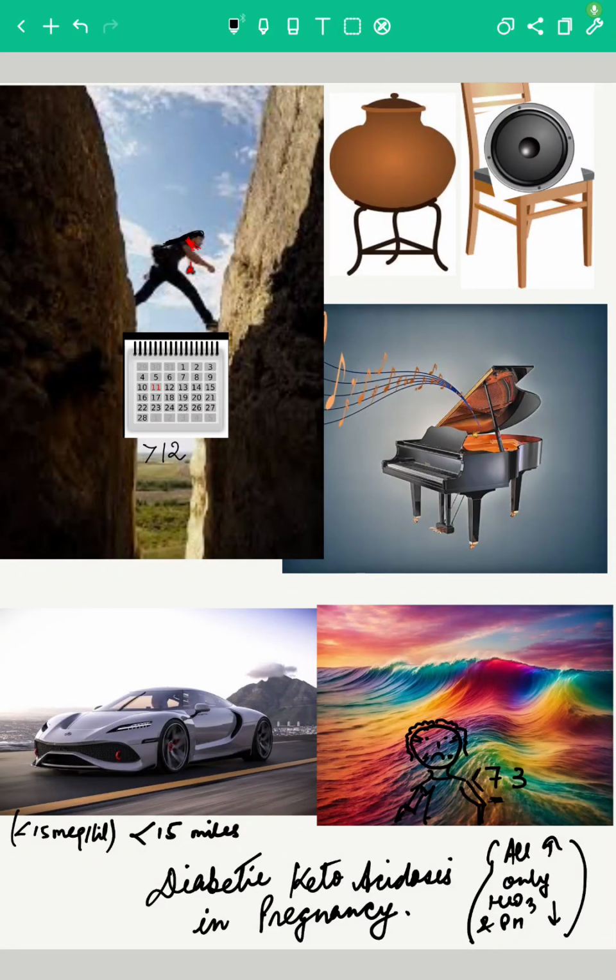Going to talk about the investigations for the diagnosis of diabetic ketoacidosis in pregnancy. So, in patients where we are investigating a patient suspected for DKA, what are the parameters that we will find deranged? Very easy to understand that in a patient with diabetic ketoacidosis, definitely there will be diabetes.